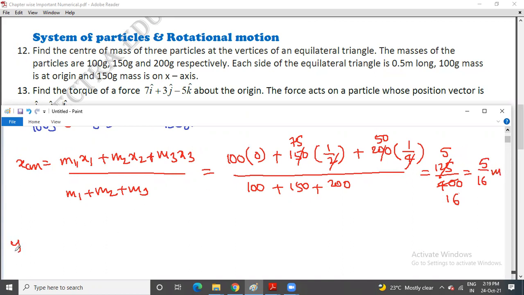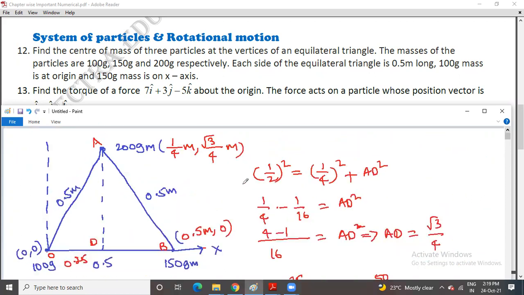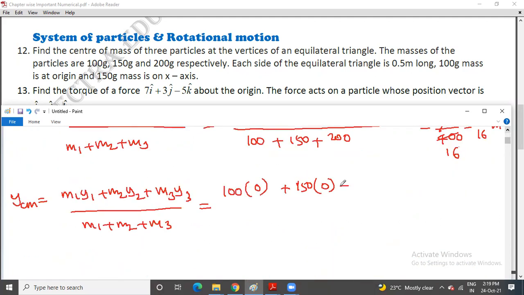Next, to find YCM, it will be M1Y1 plus M2Y2 plus M3Y3 divided by M1 plus M2 plus M3. So M1 is once again 100 grams. No y coordinate for the 100 grams. M2 is 150, but for M2 also there is no y coordinate given in the diagram. And for M3 it has a y coordinate. So the M3 mass is 200, and the y coordinate is root 3 by 4, divided by M1 is 100, M2 is 150, and M3 is 200.